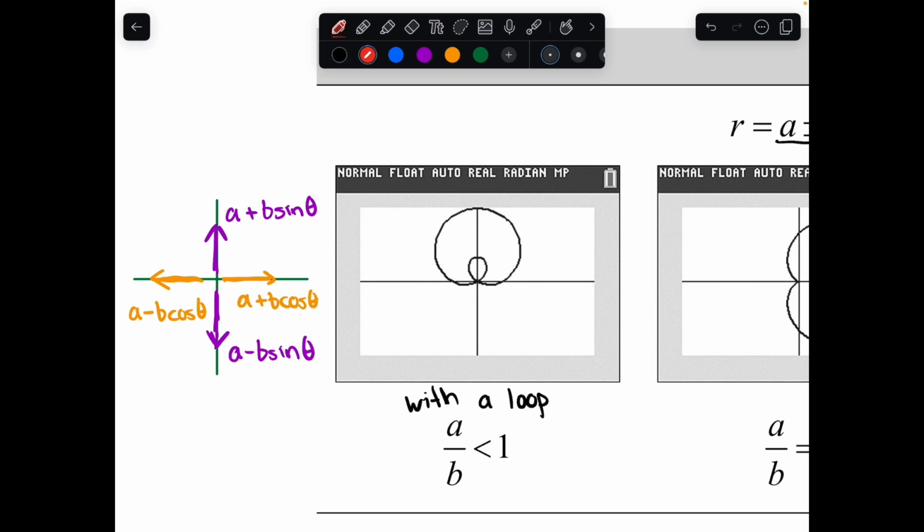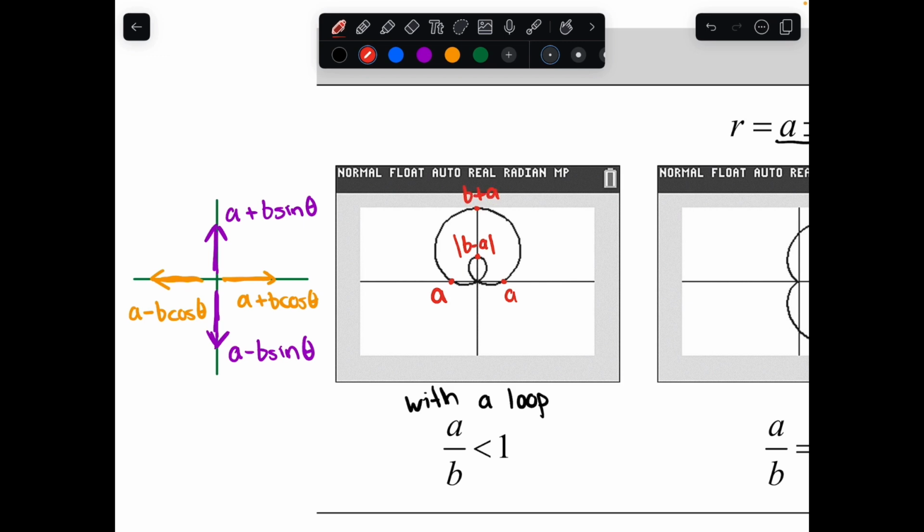Now, there are some important characteristics about this. For example, these points right here are all going to be important for us. So what are these points? The point to the left is going to be A. The point to the right is also going to be A. The point on the loop is going to be B minus A. And then the point up top is going to be B plus A.